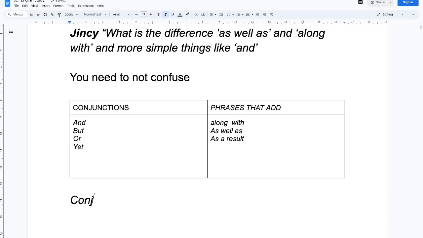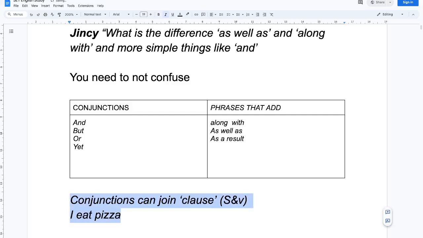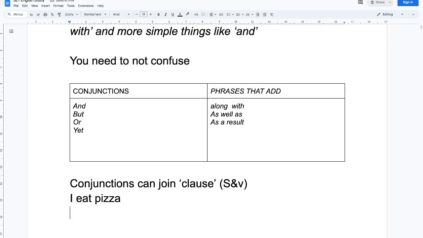Conjunctions can join clauses. And a clause is a subject and a verb together, right? So I could say, "I eat pizza." That's a clause. Today, we're going to say this is a clause for today, okay? I can also say something like, "I drink water," okay? Now, with a conjunction, of course I can say, "and I drink water." I'm allowed to do that, right?